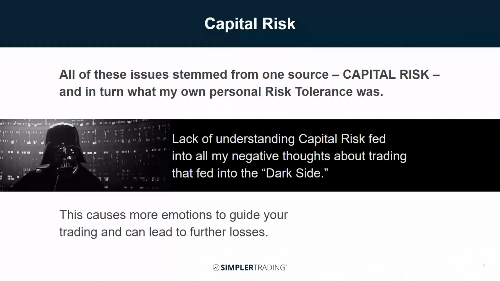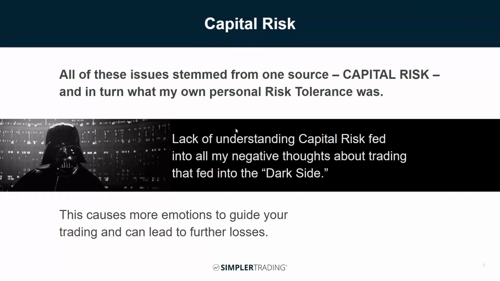And I took a step back when that happened and I looked at all of these negative aspects of trading, and I realized that they all started to stem from one main issue, and that was capital risk. And in turn, it was what my own personal risk tolerance was for my trading. And I realized this lack of understanding capital risk fed into all my negative thoughts about trading, and it fed into that dark side of trading overall. And of course, as y'all might know, the dark side of trading causes more emotions to guide rather than just letting the technicals go through, right? And that, of course, makes you have losses in your account.